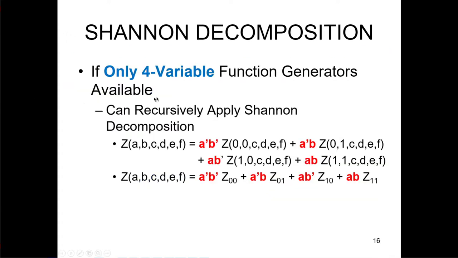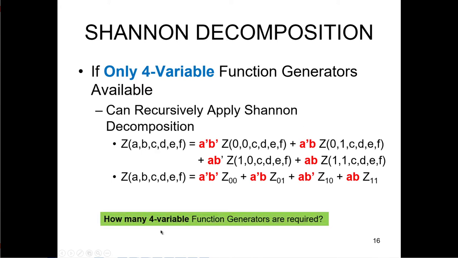Okay, so if we only have four-variable function generators, then we can just recursively apply Shannon's decomposition. And then you wind up with four terms: an A prime B prime term, an A prime B term, an A B prime term, and an A B term. And similarly, if you only had three-variable function generators, then you'd have eight of these terms, an A prime B prime C prime, an A prime B prime C, and so forth. So how many four-variable function generators are required? Well, we need four: one to generate Z00, one to generate Z01, one to generate Z10, and one to generate Z11.